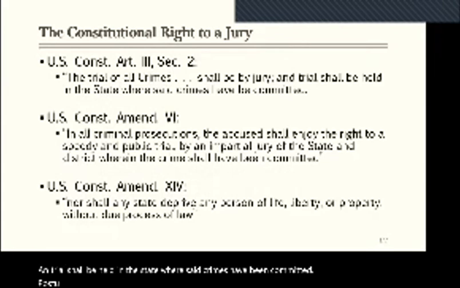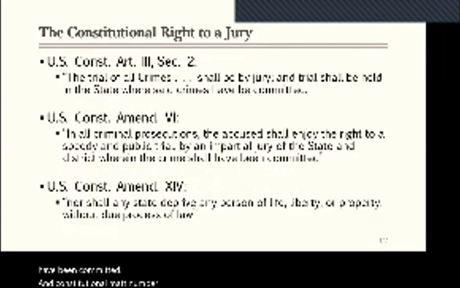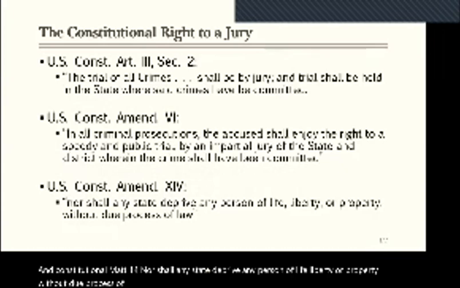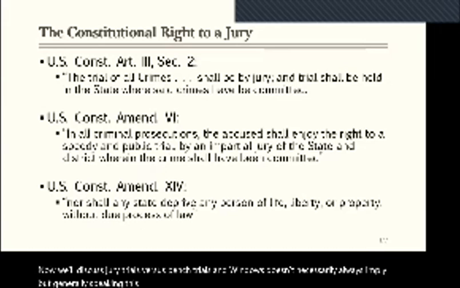Constitutional Amendment number 6: in all criminal prosecutions, the accused shall enjoy the right to a speedy and public trial by an impartial jury of the state and district wherein the crime shall have been committed. And Constitutional Amendment number 14: nor shall any state deprive any person of life, liberty, or property without due process of law. Each of these speaks to the requirement that you be given a jury trial during criminal proceedings. Now we'll discuss jury trials versus bench trials and when this doesn't necessarily always apply, but generally speaking, this is kind of our starting point.